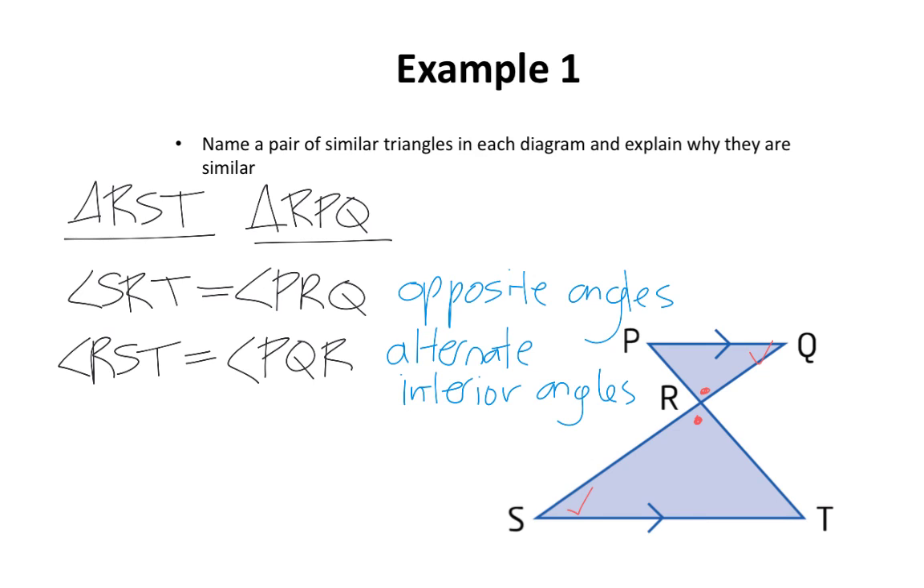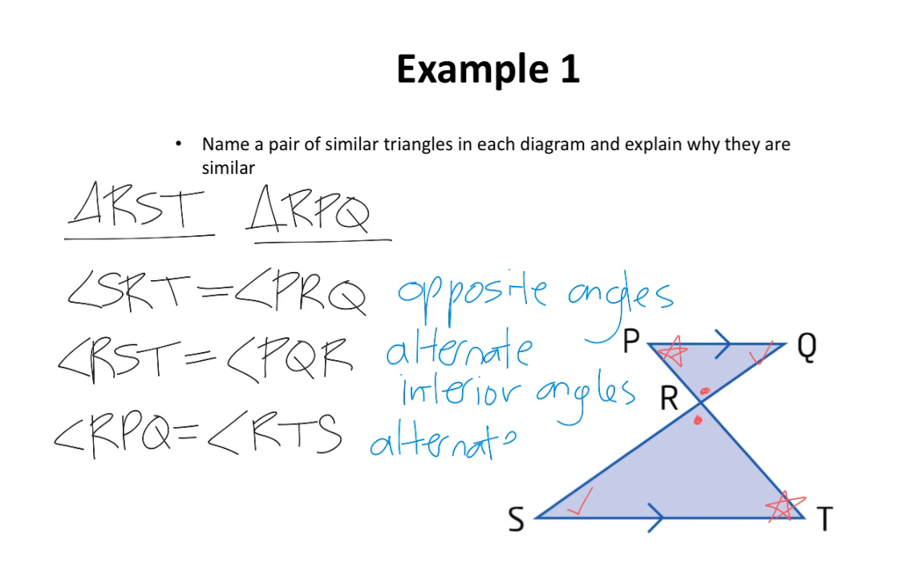And last but not least, you can see that angles RPQ and angles RTS are also equal for the same reason. So let's write that down. Angle RPQ is equal to angle RTS for the exact same reason. The Z pattern.